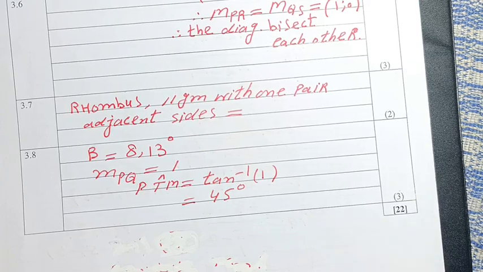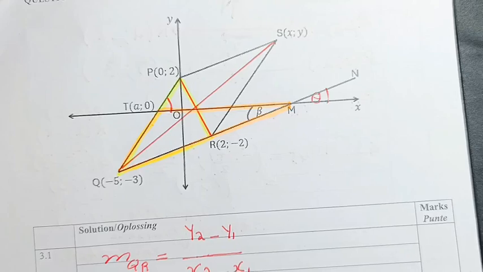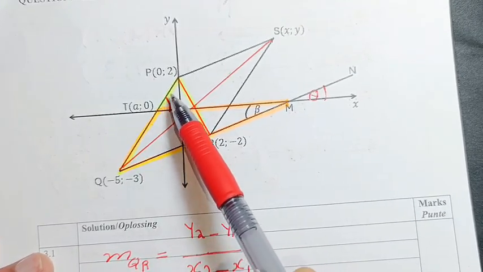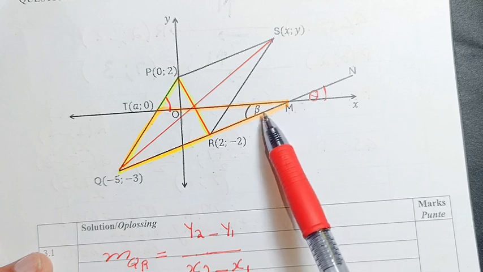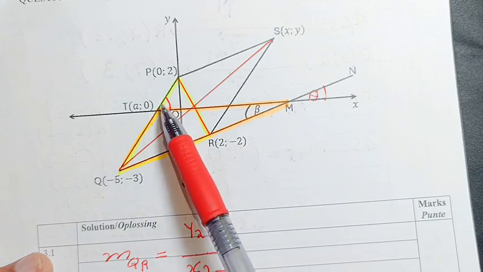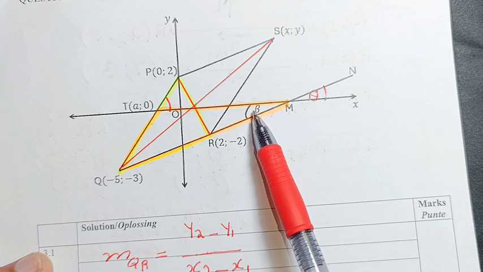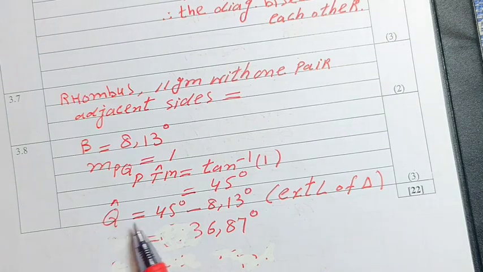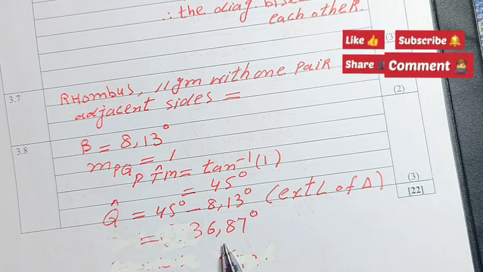So I get 45 degrees. So now we have angle PTM, this one, 45 degrees. If you add these two angles, it equals the exterior angle of the triangle. So if I subtract angle beta from this angle, it will give me angle Q. Therefore angle Q is 45 degrees minus 8.13 degrees, by the exterior angle of a triangle. This is my final answer.